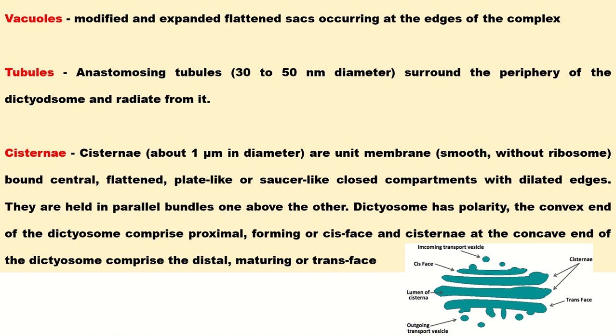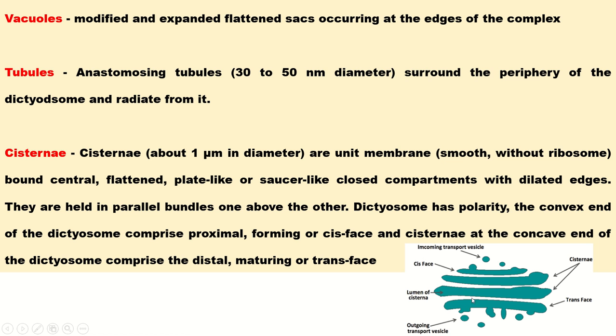Then coming to cisternae. Cisternae are about 1 micrometer in diameter. These are unit membrane, smooth, that is without ribosome. They are unit membrane bound, central, flattened, plate-like or saucer-like closed compartments with dilated edges. Please remember, with dilated edges. They are held in parallel bundles, one above the other. Cisternal spaces are also there in between. You can see their arrangement from this diagram.